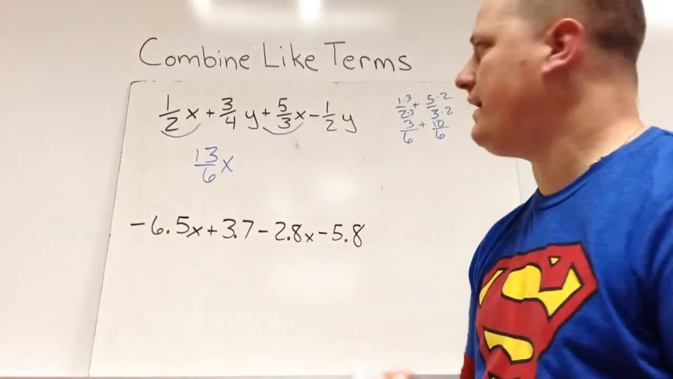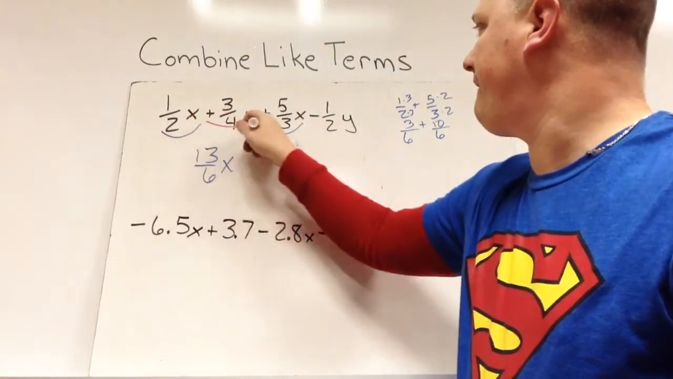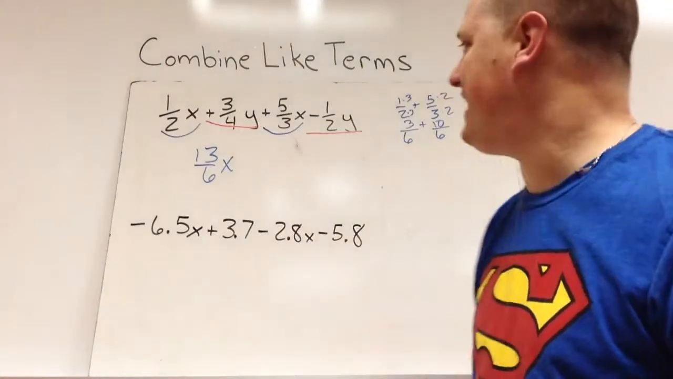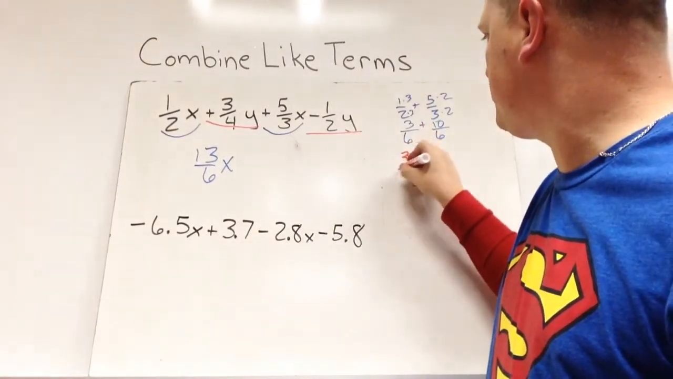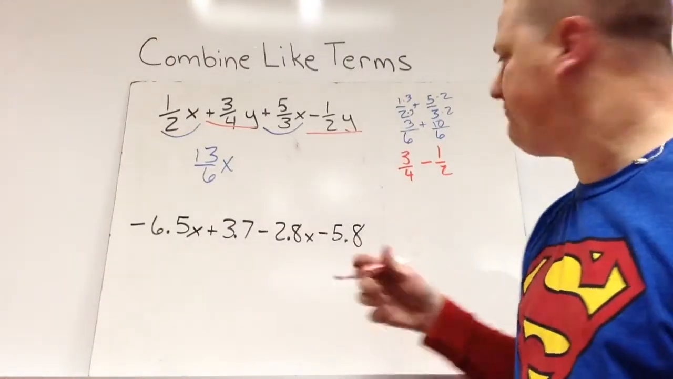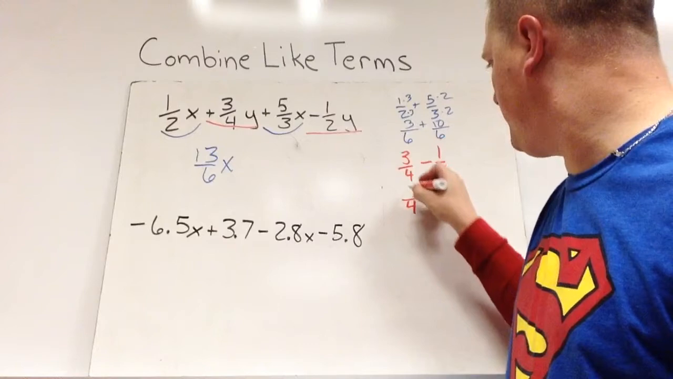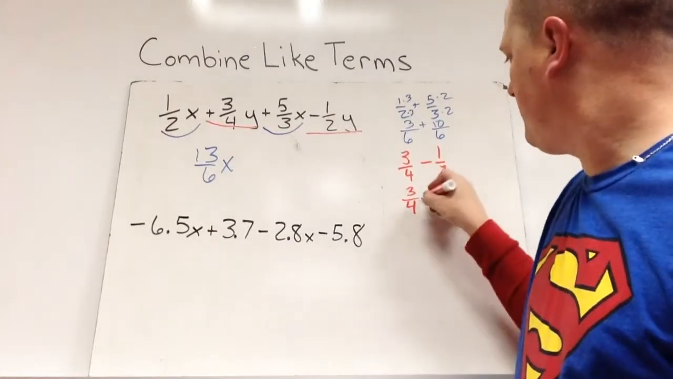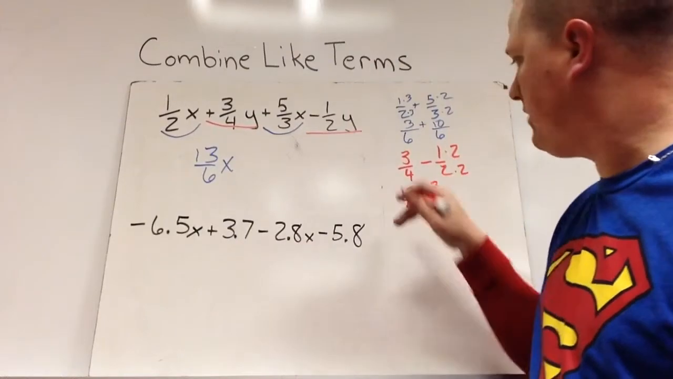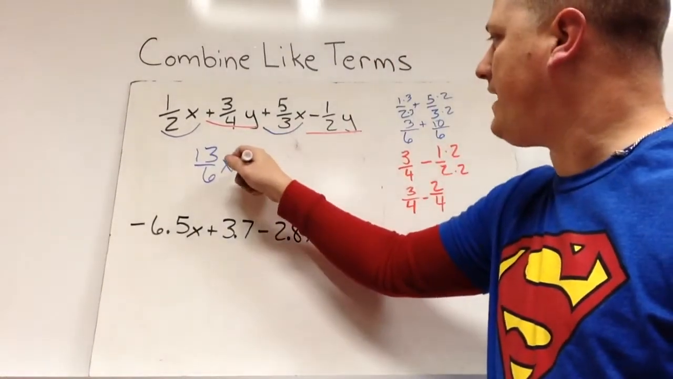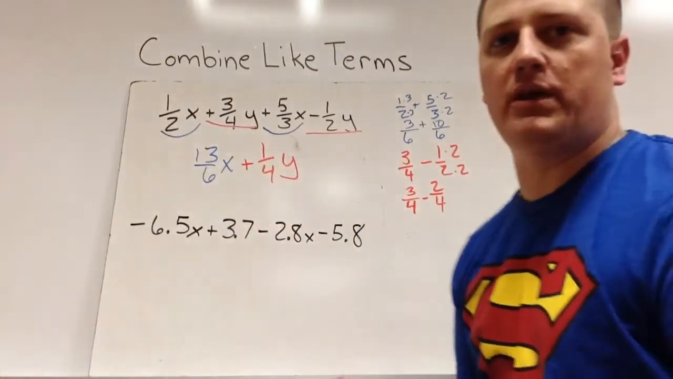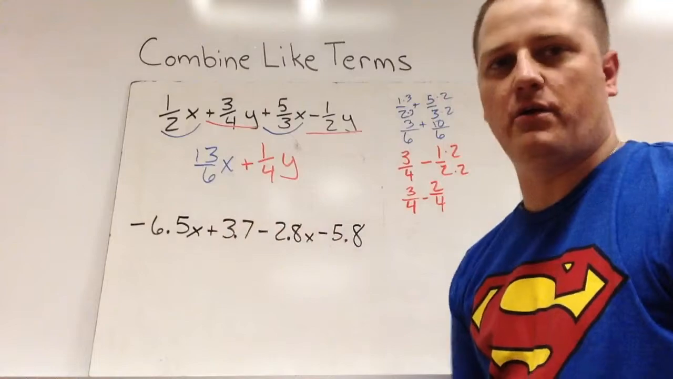Then we go on to our y's. So these again don't have common denominators. I need to go 3/4 minus 1/2. Common denominator would be 4. So this one doesn't change, it stays 3. This one gets multiplied by 2. That becomes 2. 3 minus 2 is positive 1/4 y. Since it's positive, we use a plus sign. Okay, now let's go on to decimals.